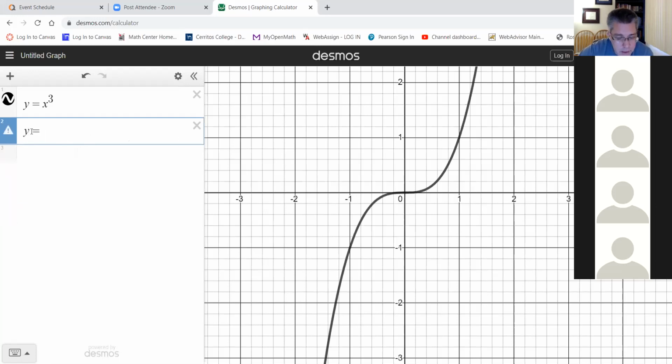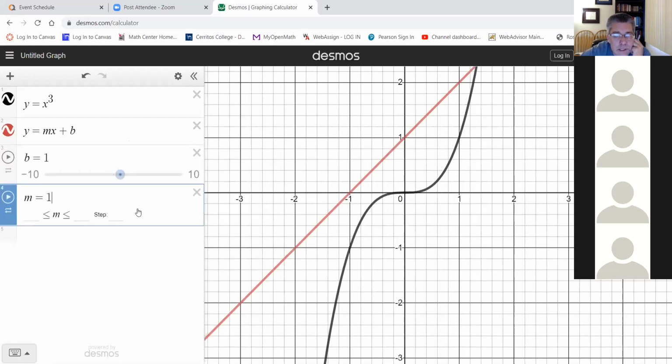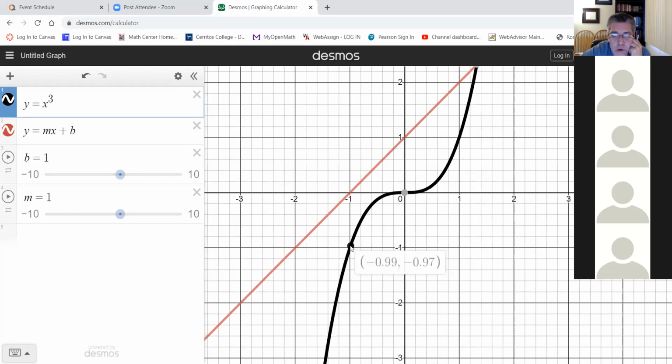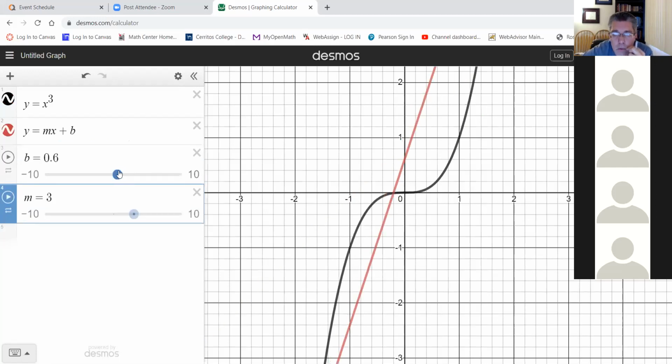y equals mx plus b. That's the equation of a line, right? So what did they say that the slope was, though? The slope of the tangent line at -1. We calculated the slope to be 3. So I'm going to say that's 3. And then I'm just going to say, well, where would this be located if it was tangent? Oh, look at that, it'd be right there.